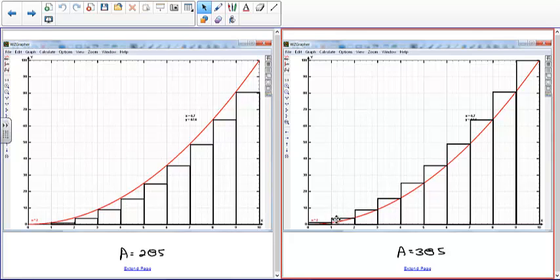And if we increase the number of rectangles, if we double the number of rectangles, these areas would get smaller and these areas would get smaller, and these two answers would get closer to the exact answer.